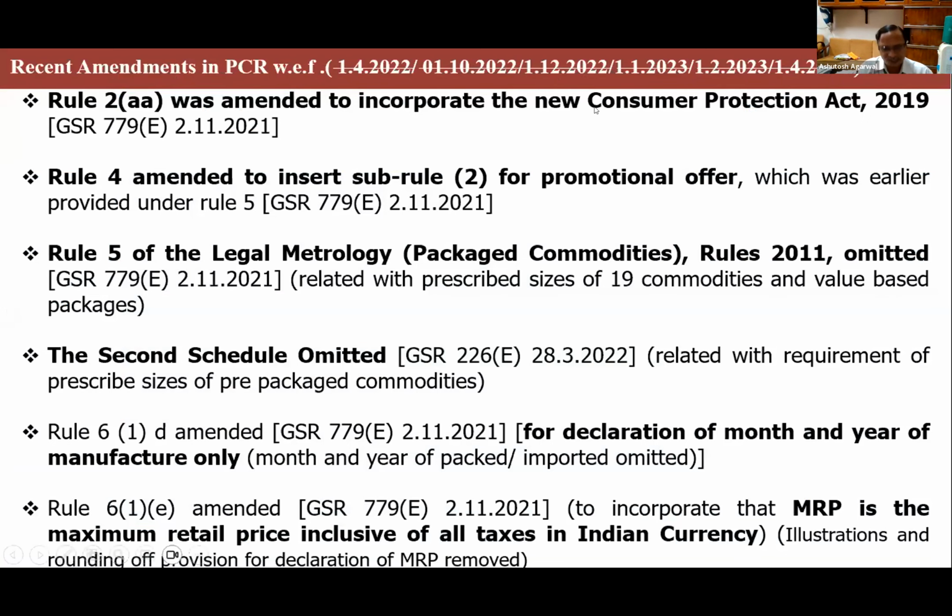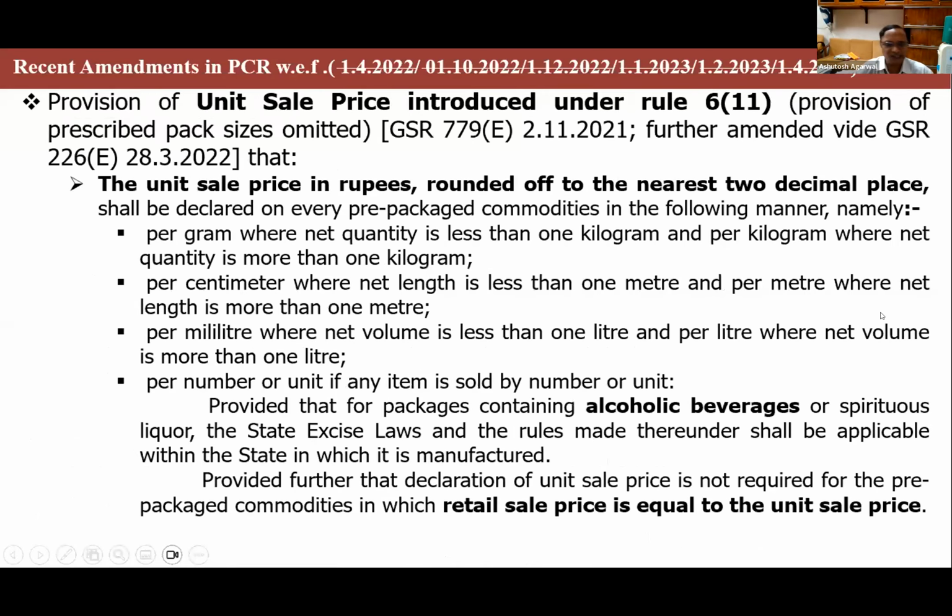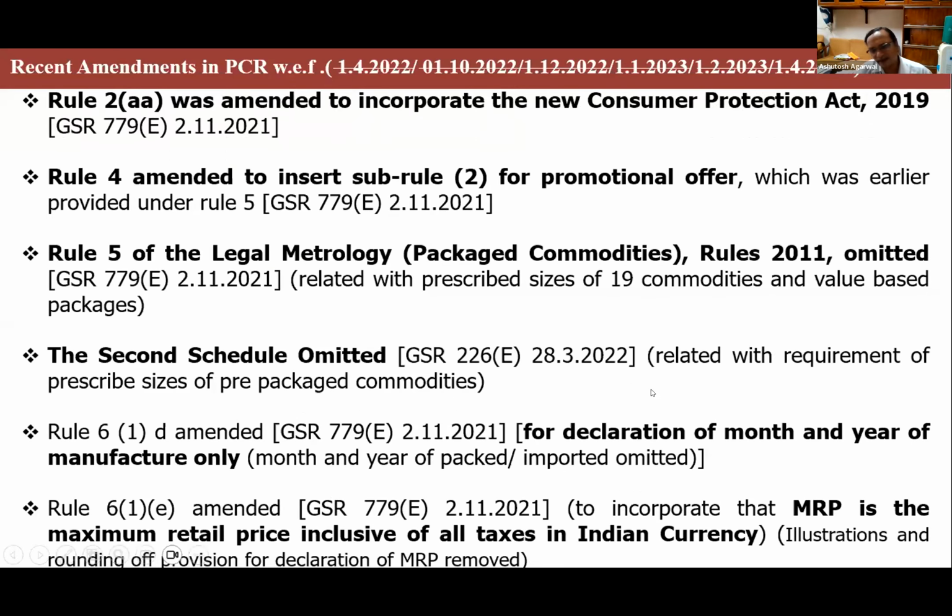These are a few recent amendments which we have made. For example, earlier it was necessary to have 19 commodities in the prescribed sizes; we have just done away with this rule, and now all the commodities can be packed by the manufacturers, the packers, as per their own requirement or as per their own wish. We also have the requirement for month and year of manufacture only, which will come in force from 1st of September.